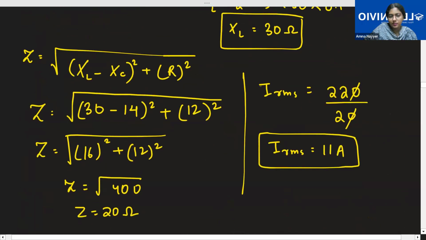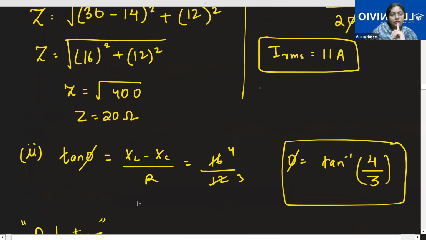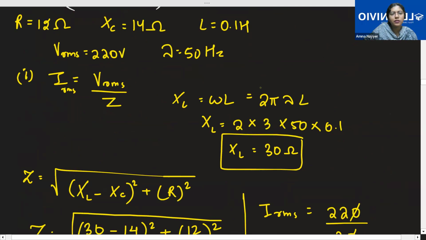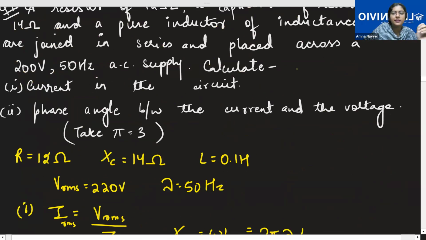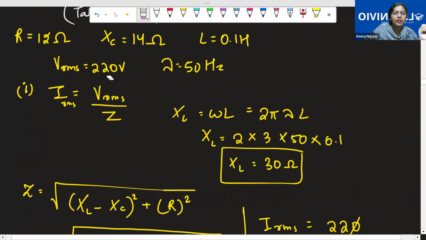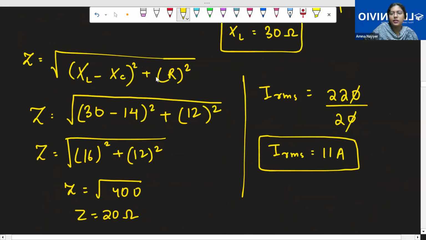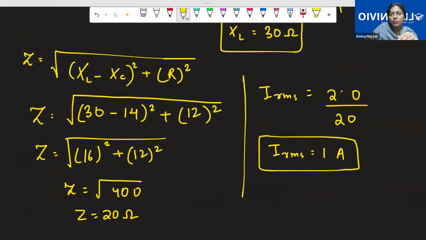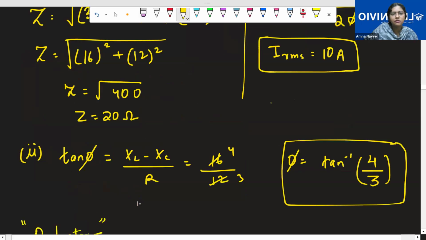Ma'am, I think that voltage is 200, not 220. Oh, yes, this is 200. Correct. Not 220. This is 200, then here also we'll get 200 divided by 20. So that makes it 10 ampere. Anywhere else? No.